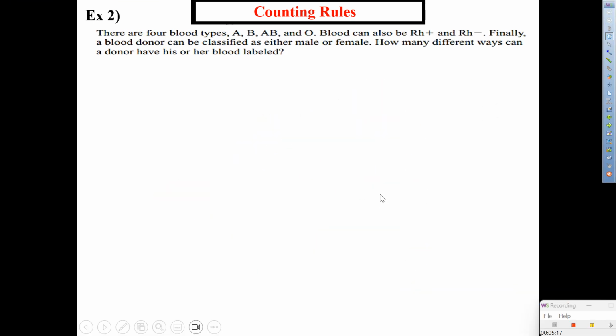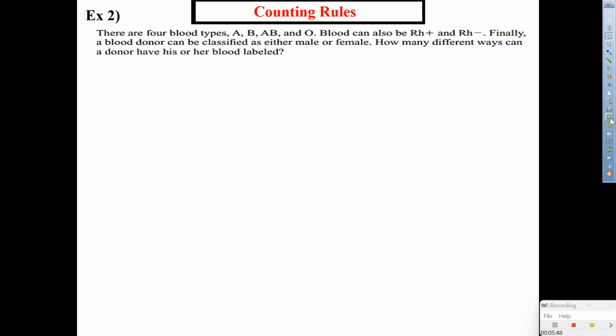It says, there are 4 blood types. Think about that one. A, B, AB, and O. So there's 4 of them. Blood can also be labeled Rh positive or Rh negative. That's the second. Finally, a donor can be classified as male or female. Ooh, this one's building up really quick.